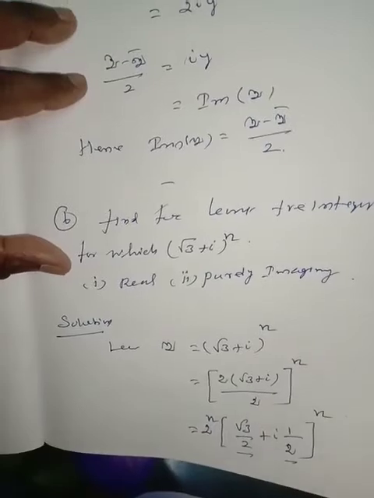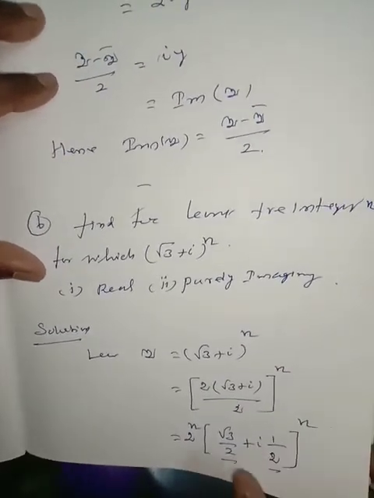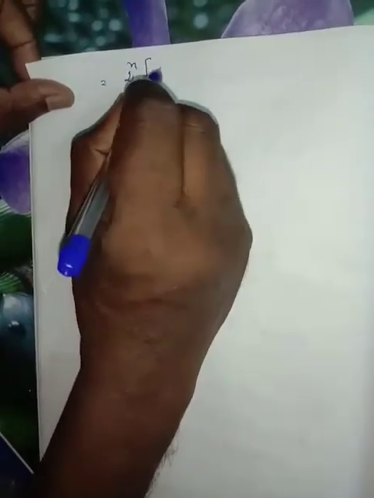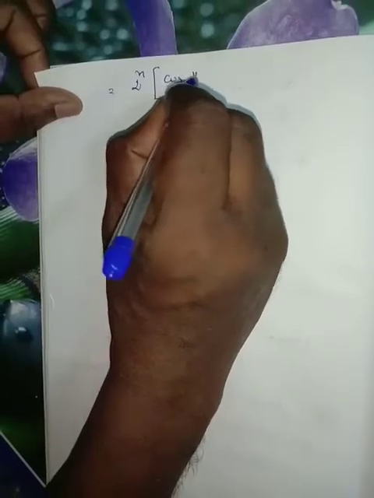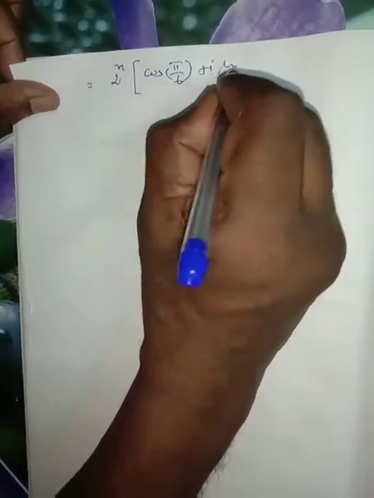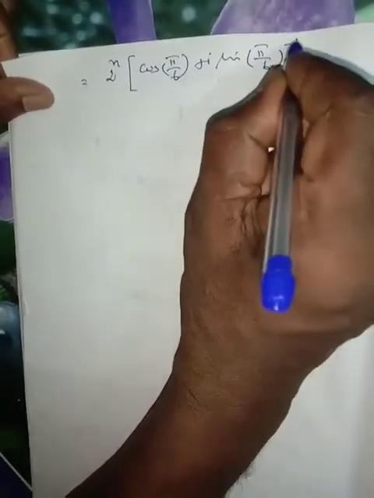So apply: 1 by 2 is equal to sin 30, root 3 by 2 is equal to cos 30. What will happen? It is equal to 2 to the power of n bracket cos pi by 6 plus i sin pi by 6 whole to the power of n.